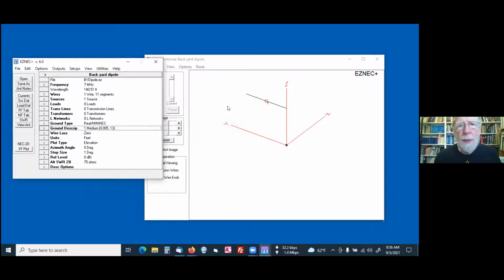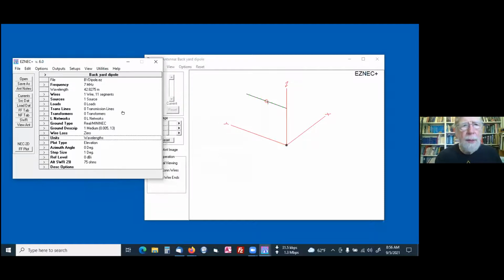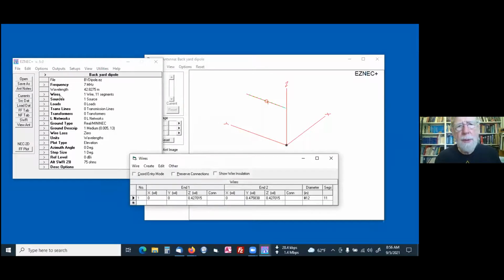And one other thing I'm going to do is change the height and make it a quarter wavelength high. An easy way to do that is to change the units. When I have units here, I can select meters, millimeters, feet, inches, or wavelengths for the units. And I'm going to choose wavelengths. And then I'm going to take the wires. This is the description of the wire. And I'm going to change the height. This is the Z coordinate; this is X, Y, and Z. You can see the axes here in this view antenna display. So I'm going to change the Z to 0.25 wavelengths.